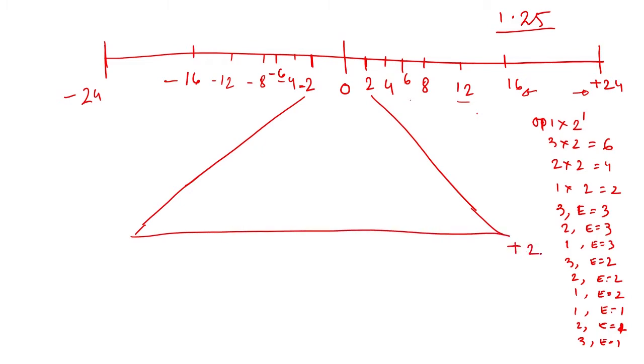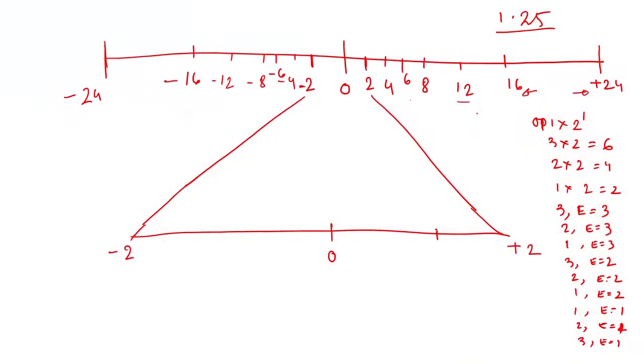This is, let us say, plus 2, this will be minus 2. Okay. Now, let us say 0 is somewhere here. Now, we will represent the fraction number. So, 1 into 2 to the power 0, so that is 1. Okay. So, therefore, let us say 1 is somewhere here. So we got it here.